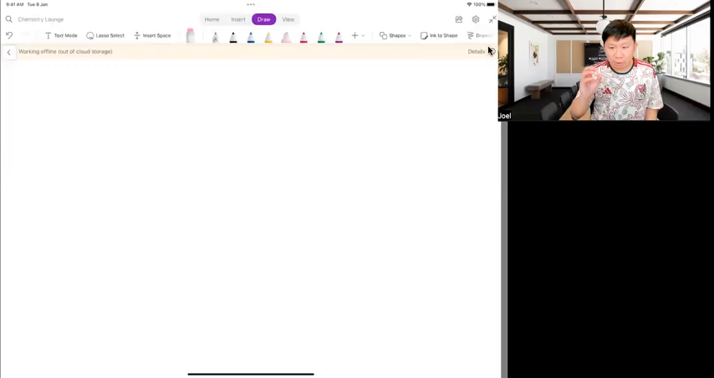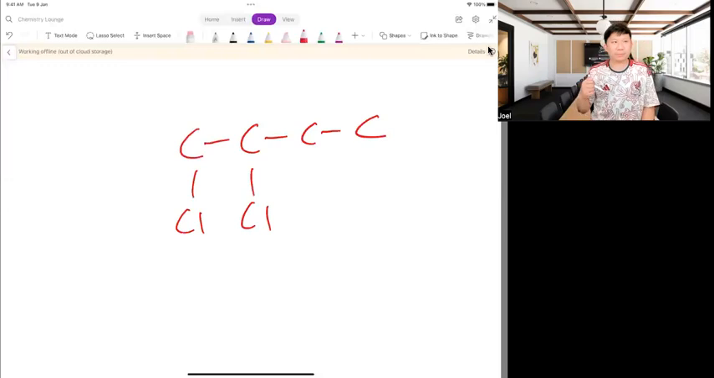1,2-dichlorobutane. So you see the word butane. Butane is how many carbon? 4, right? Butane is 4 carbon. So 1,2-dichloro. Di means 2, chloro means Cl, and on 1 and 2. So there's a chlorine here and there's a chlorine here. So this is 1,2-dichlorobutane.